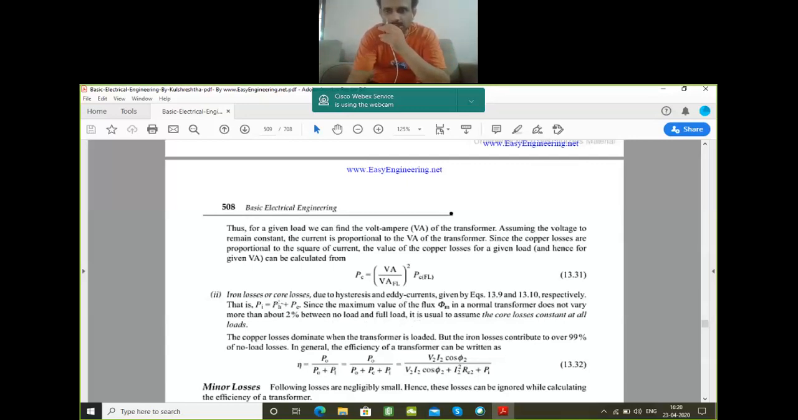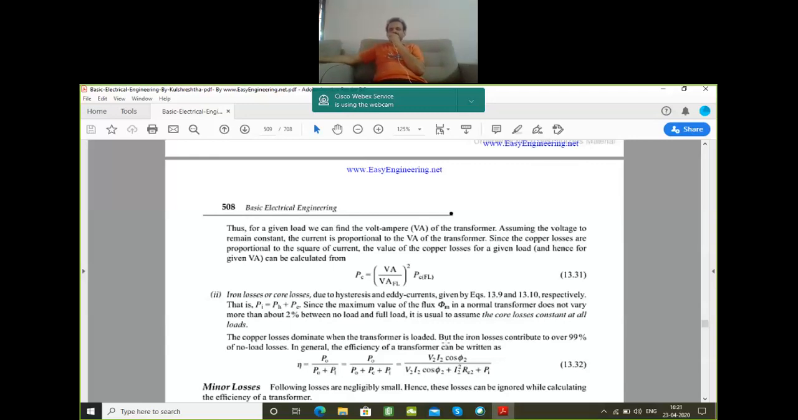Copper loss is dominant when the transformer is loaded, and iron loss contributes 99% at no load. So when the transformer is loaded, you have copper loss. With no load, you have iron loss. These are the two major losses in the transformer.